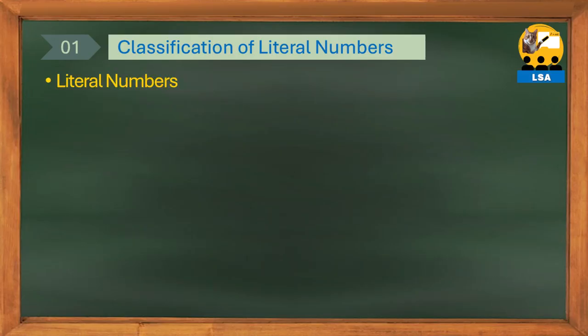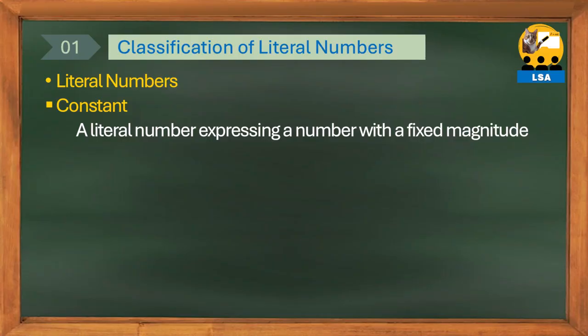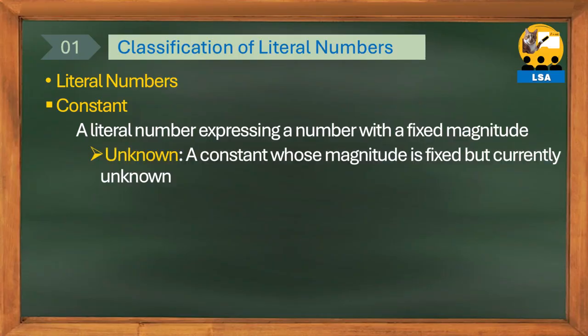This time, let's define constants among literal numbers. Among literal numbers, a literal number expressing a number with a fixed magnitude is called a constant. There are numbers whose magnitudes are fixed, but we do not yet know their exact magnitude. Such numbers are specifically distinguished among constants as unknowns, meaning we do not know the number.